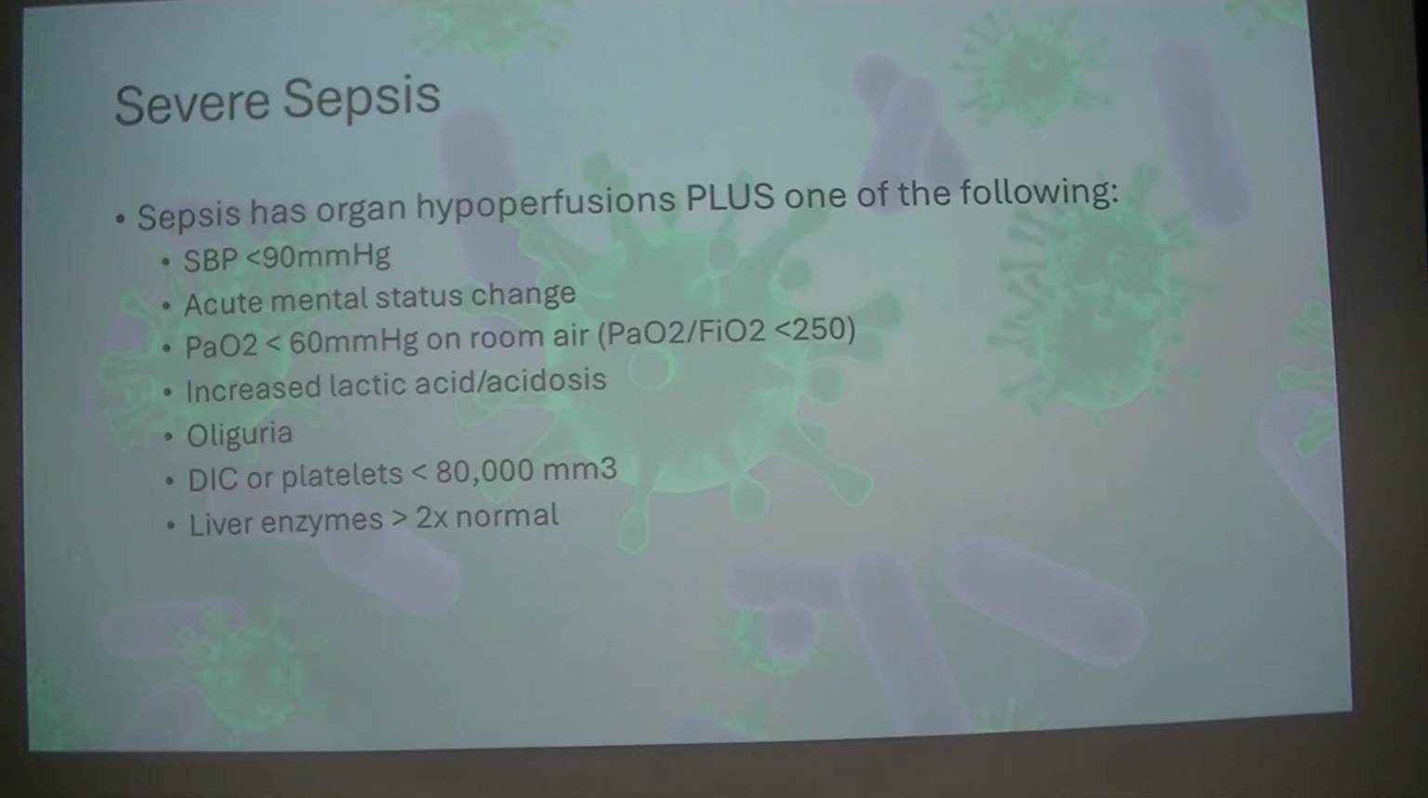So severe sepsis has organ hypoperfusion plus one of the following: a systolic blood pressure less than 90, acute mental status change, a partial pressure of oxygen less than 60 millimeters of mercury on room air, increased lactic acid or lactic acidosis, oliguria, DIC or platelets less than 80,000, liver enzymes greater than 2 times what they normally are.